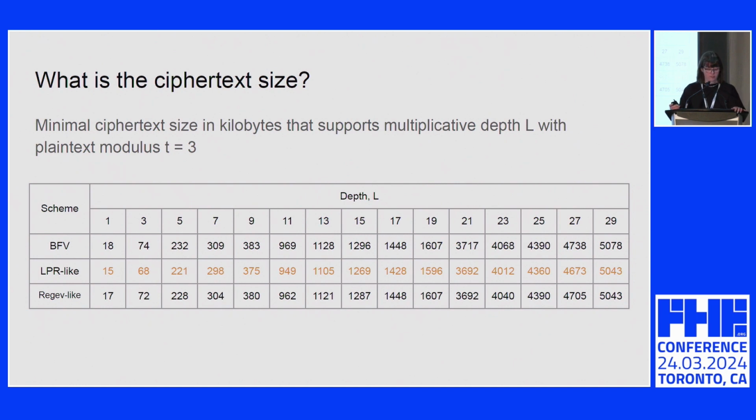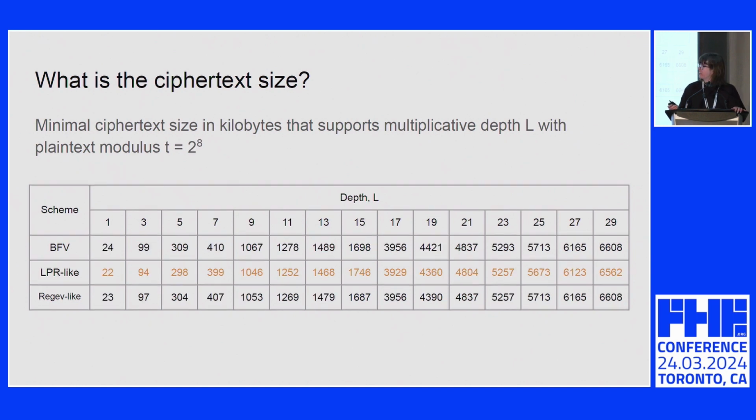And this doesn't just work for plaintext modulus T equals 3. It works for some other plaintext moduli. So in this case, T equals 2 to the 8. You can see the same sort of pattern applies. We tried this for a range of plaintext moduli, including 2 to the 16, 2 to the 32, and 2 to the 16 plus 1, 2 to the 32 plus 1. A similar sort of pattern is observed in all these cases.